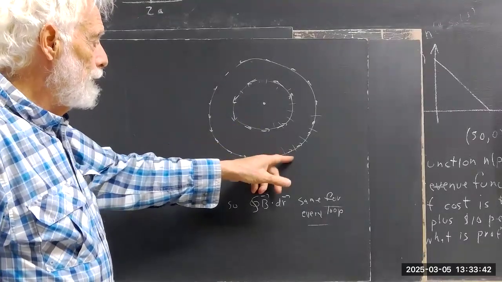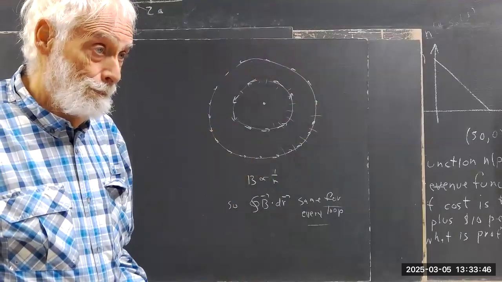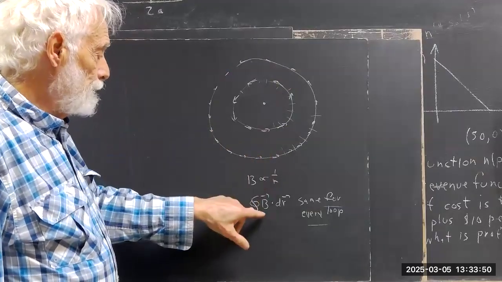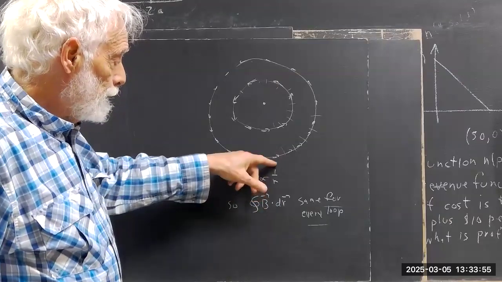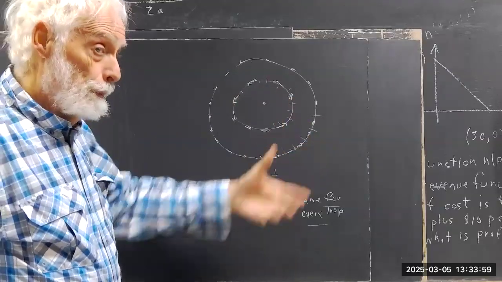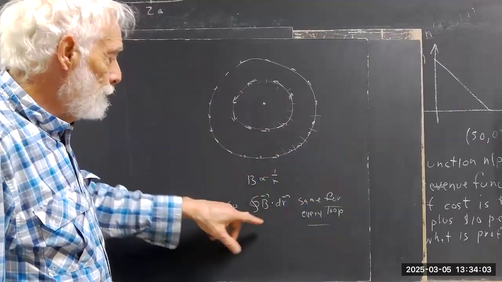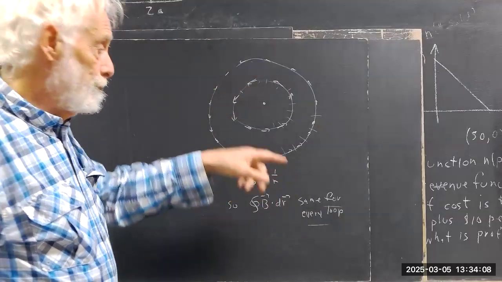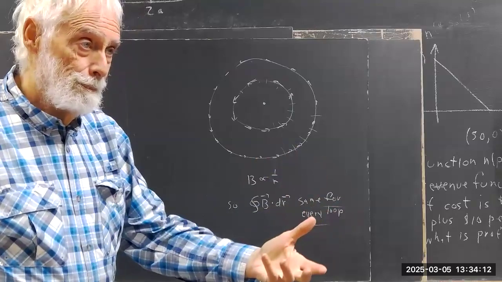If you double R, you get half the magnetic field, but you get twice the circumference, right? So in this case, this integral just comes down to the magnetic field times circumference. And if magnetic field is inversely proportional to the radius, the circumference is directly proportional to the radius, so that when you add up magnetic field times your length increment, it comes out the same.